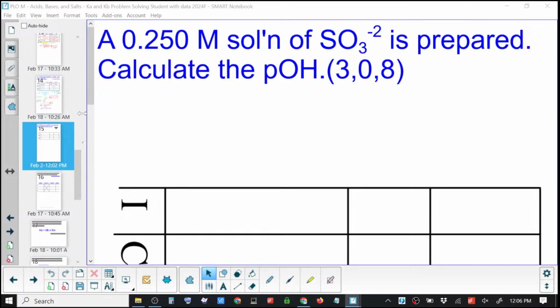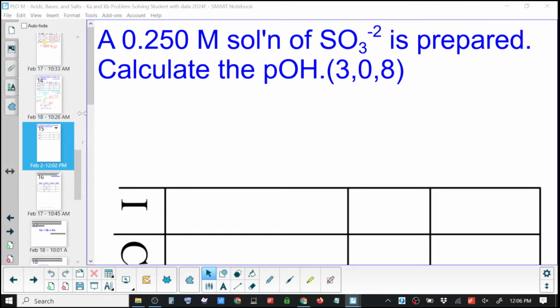Depending on the question, it might be. But you need the right equations. So Kb for HSO3, Kb is equal to x squared over. So when it says it's prepared, that means at the end it's that? No. There we go. That is always the starting material.